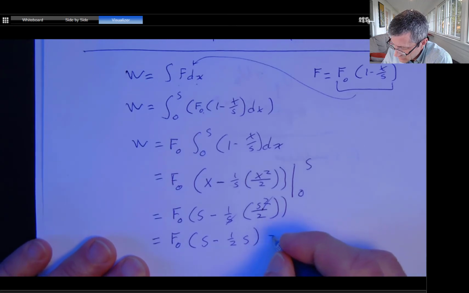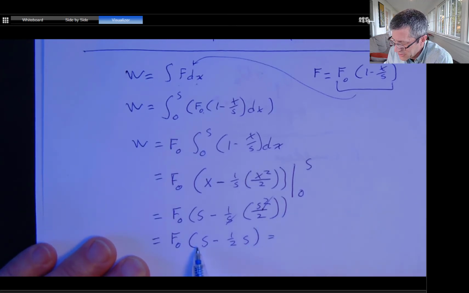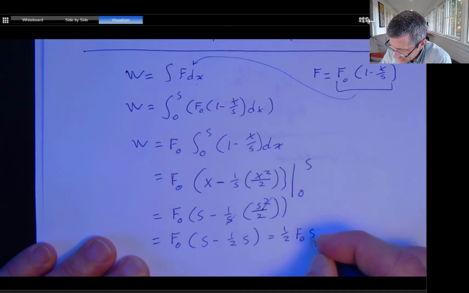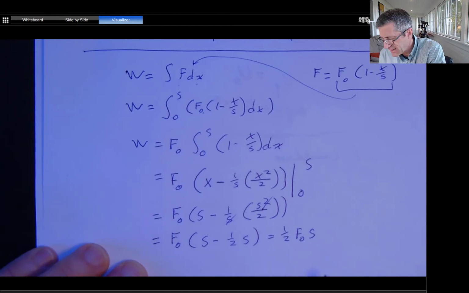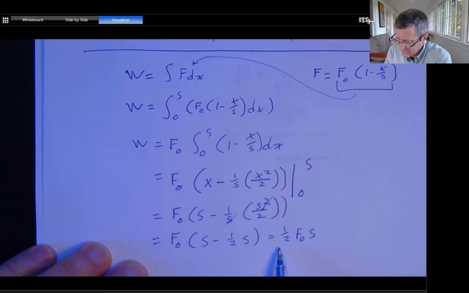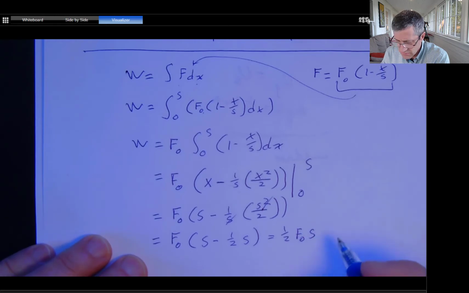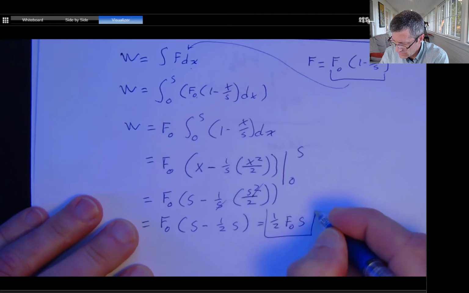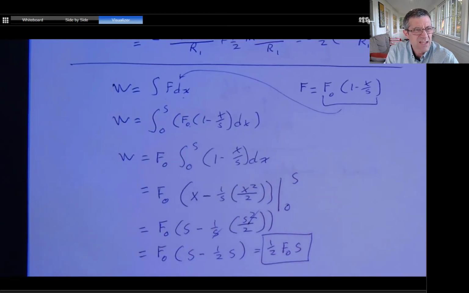So if I have 1 minus 1/2, I'm going to end up with 1/2 F naught times s. And it kind of makes sense, right? I'm going to have half the initial force over the distance. It should take less force as I get further away. Okay, so this is my equation for work. So far so good. What else do they want us to do?